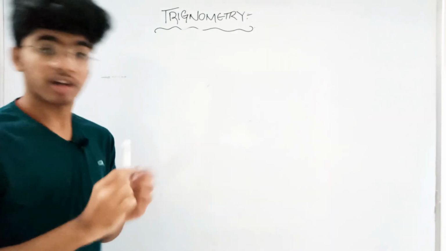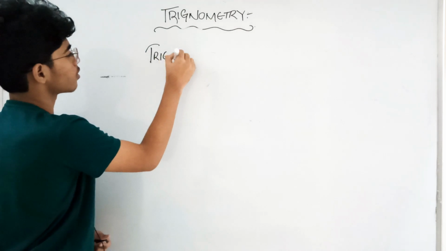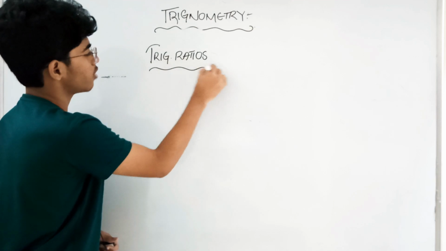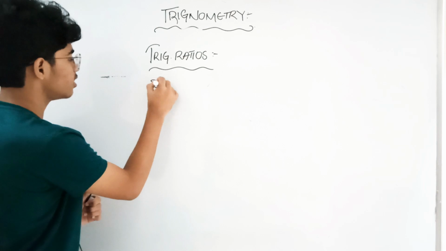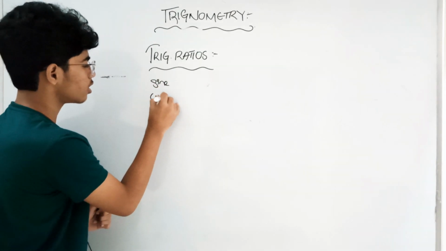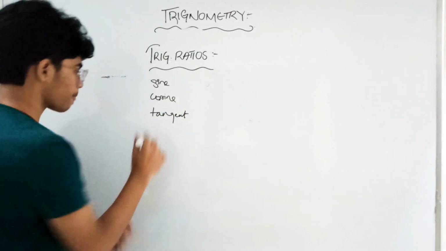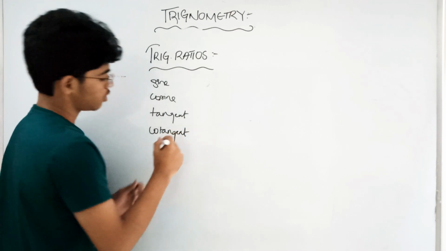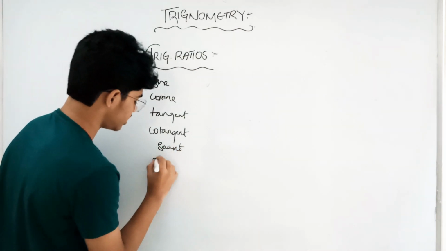So the basic concept in trigonometry is trigonometric ratios. We have 6 trigonometric ratios, namely sine, cosine, tangent, cotangent, secant, cosecant.